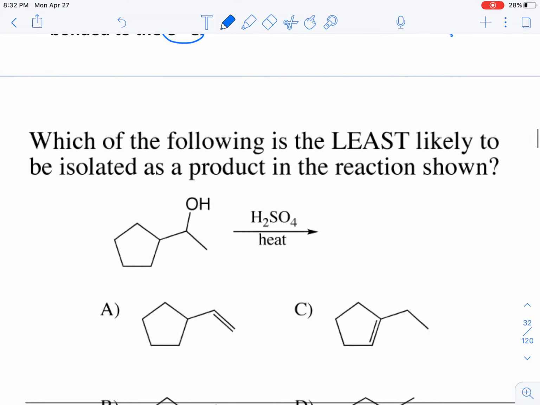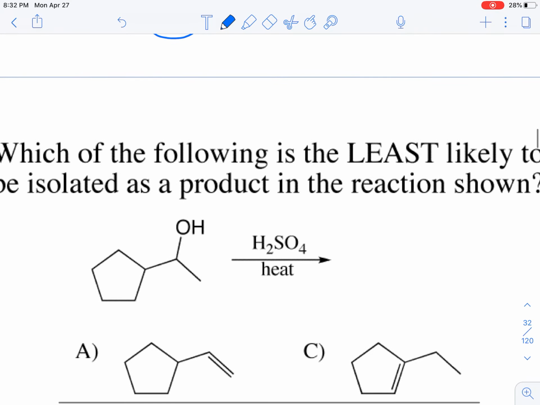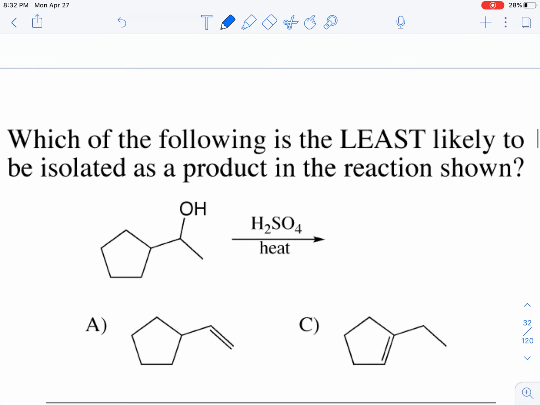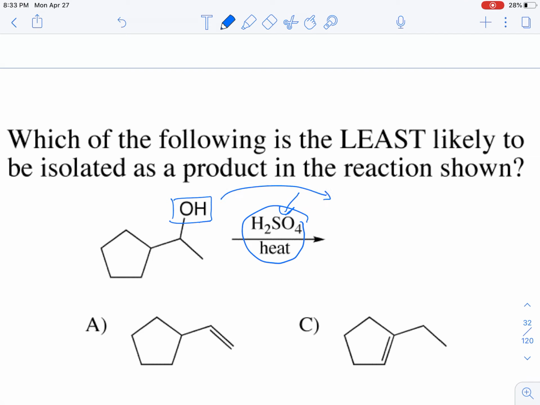So we're going to go through some exercises just to better understand this from the perspective of skeletal structure. Which of the following is the least likely to be isolated as a product in the reaction shown below? All right. Notice that our reagent is H2SO4 in heat, so this is sulfuric acid in heat. On the left-hand side, we already have an alcohol formed. Since we already have an alcohol, it doesn't make sense for this H2SO4 in heat to add another alcohol. So we're going to go from this alcohol to an alkene.